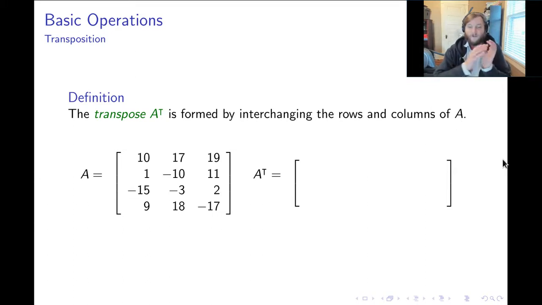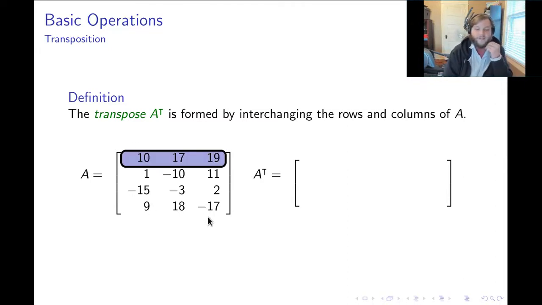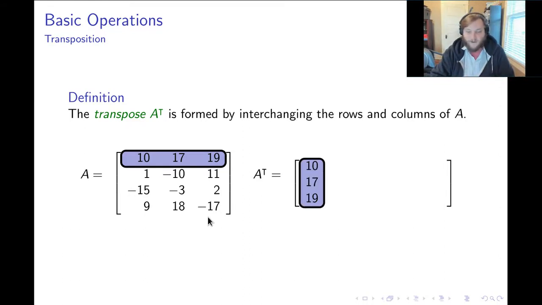So when we want to construct the transpose of a matrix, what we're going to do is we're going to take the rows of that matrix, rip them out, and put them into the columns of a new matrix. So let's see that in action here. I have a 4 by 3 matrix A, and the first row is 10, 17, 19. If I want to construct the transpose of this matrix, what this means is that the first column of the transpose will be 10, 17, 19.